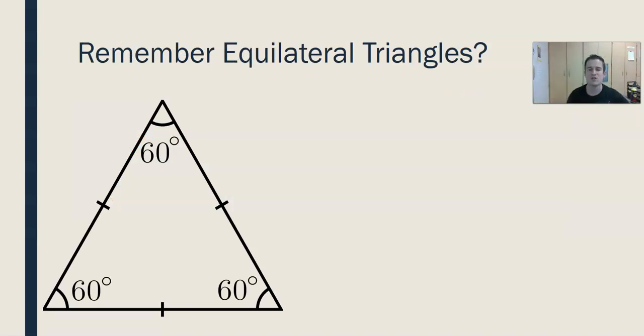All right, now we're going to talk about another special kind of triangle. Do you remember what an equilateral triangle is? An equilateral triangle is where all of the sides of a triangle are the same, and all of the angles are the same. Since all the angles on the inside of a triangle need to add up to 180 degrees, each of these angles has to be 60 degrees, because 60 plus 60 plus 60 is 180 degrees. So that's an equilateral triangle.